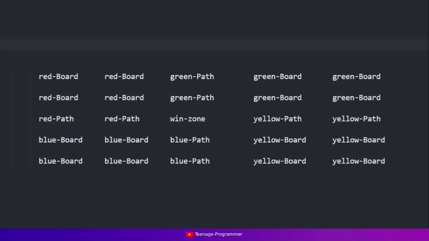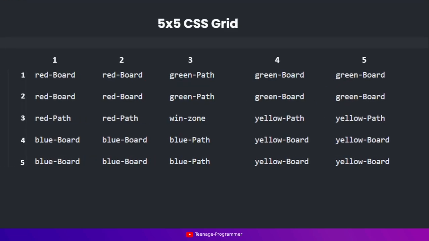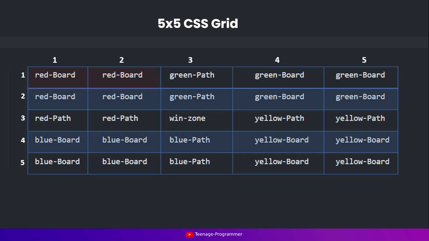In this template, assume this as a 5x5 grid. I am assigning names to the different sections. For instance, red board is mentioned twice, meaning that the element having the grid area name red board will occupy two grid compartments from the first row, followed by green path and so on for the other sections of the board.